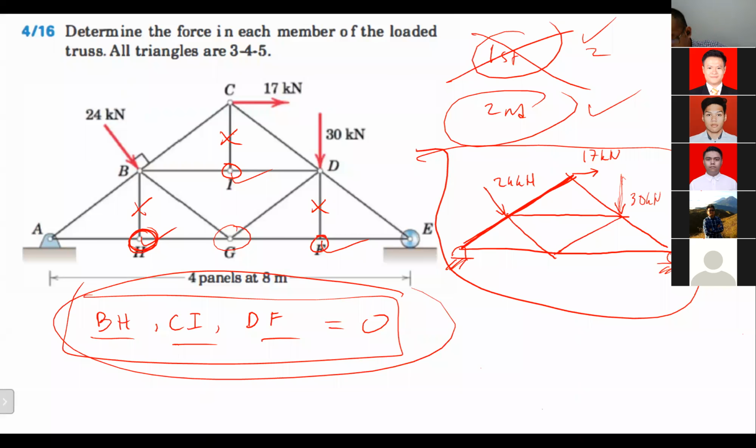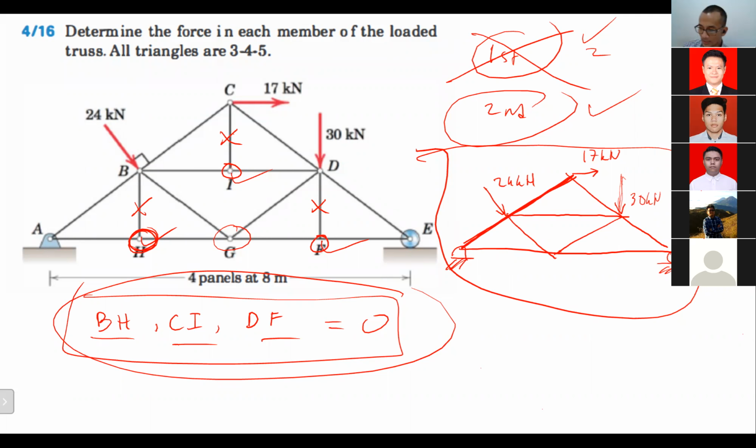Okay. So it's like this. Your previous homework, I haven't explained about zero force member. I purposely did that in order for you to know, oh, why this, in order for you to question yourself why this member are zero force member. Your calculation just now is a little bit wrong, William.